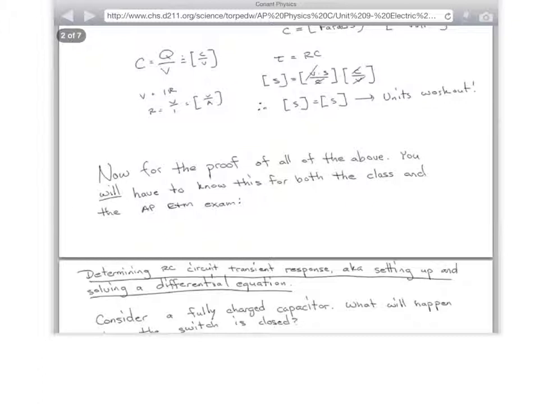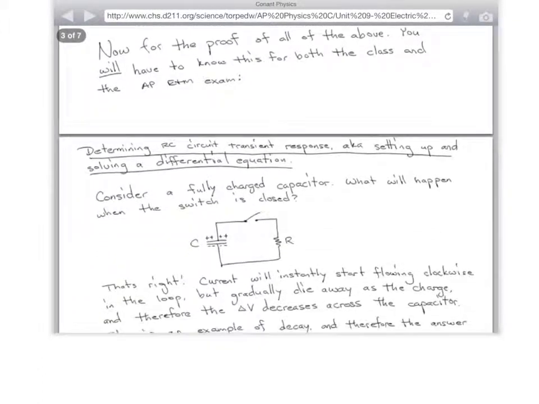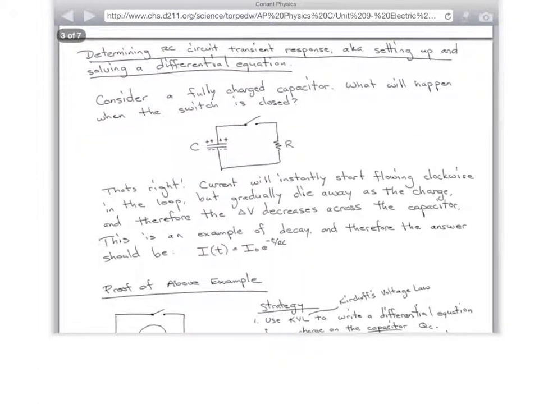So, how do we actually determine the time constant of a circuit? Well, let's start with a simple one. Let's say you had a capacitor that's initially charged up. What does it mean? It's got positives on the top and negatives on the bottom. And you have a resistor and a switch that's open. What's going to happen when you close the switch? Charge is going to flow. Which way are charges going to flow? Yeah, you're going to go clockwise, right? All right. Okay, so that's right.